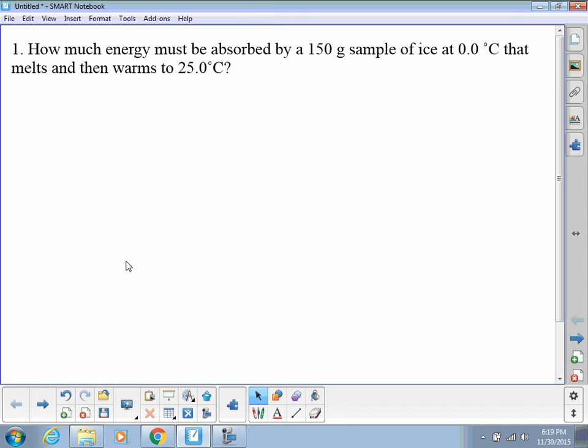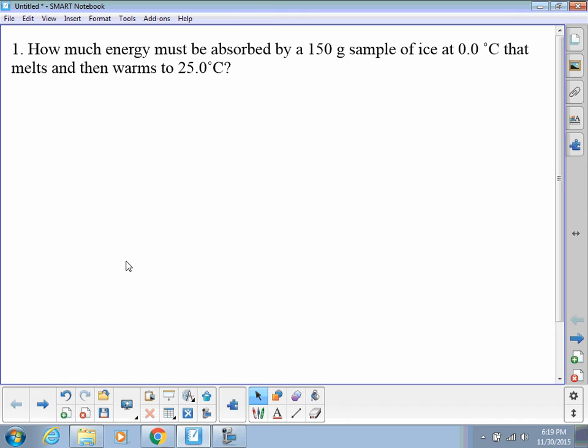Okay, so we're going to do questions 1 and 2 on the new assignment. The rest of the assignment is due for tomorrow. We'll be whiteboarding and going over them. I've left an answer key so you can find out if you did the problems right or not. But we're going to do questions 1 and 2. And the process is exactly the same.